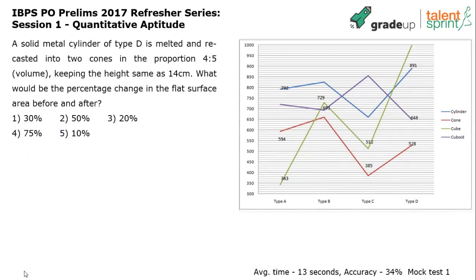Let me jump to the next one now. Here we go. The next question on your screens. It says a solid metal cylinder of type D is melted and recast into 2 cones in the proportion 4:5 in terms of volume.